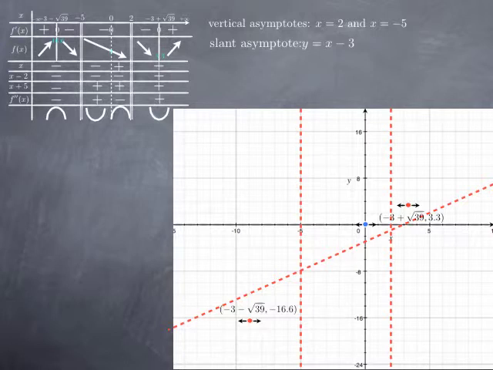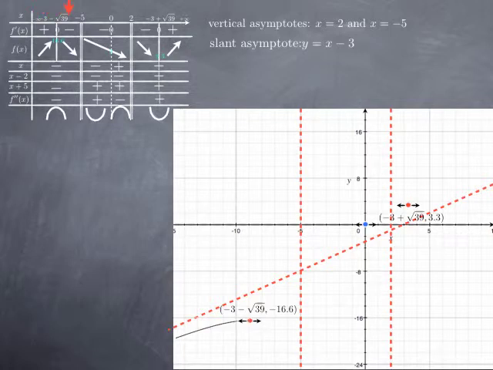Now we're going to follow the information we have on increase and decrease and concavity in the chart. If I look at the first interval from negative infinity to negative 3 minus root 39, the function is increasing, concave down, and approaches the line y equals x minus 3 when x goes to negative infinity. So we get a smooth arc that approaches the asymptote, is increasing and concave down towards my local maximum.